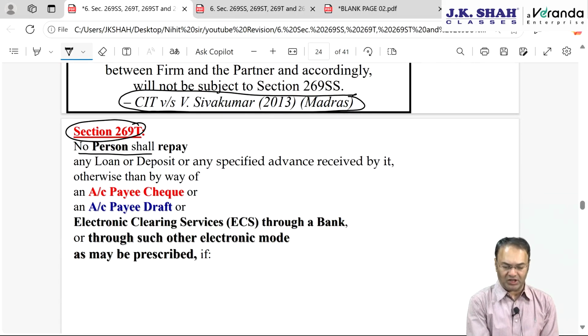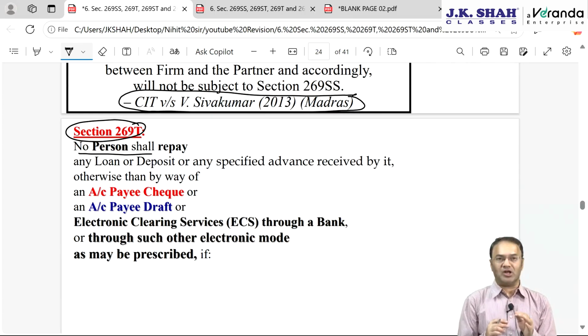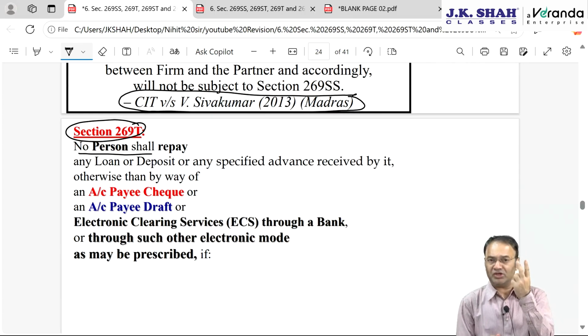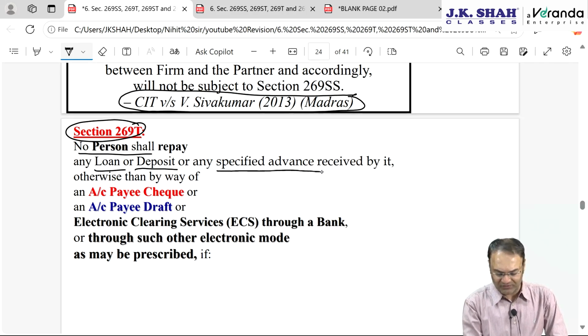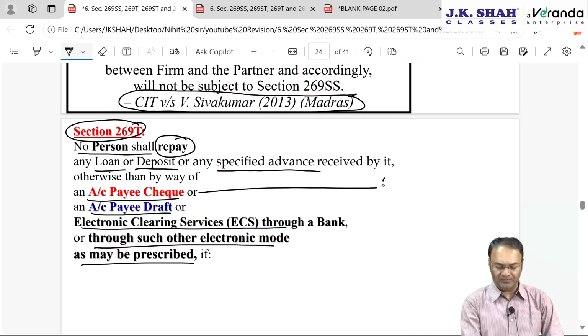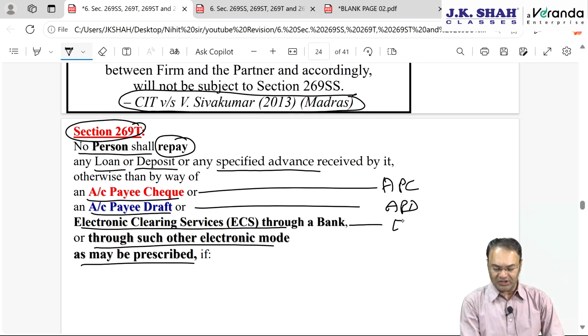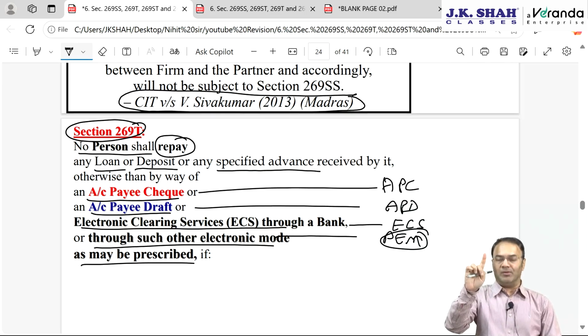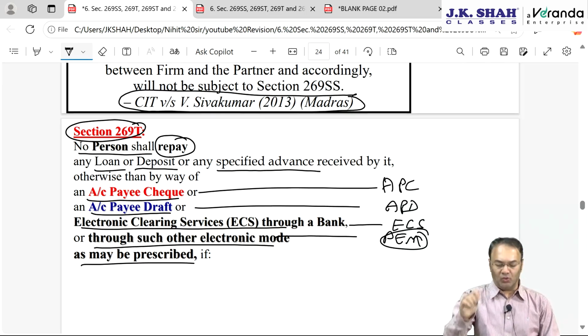269T: no person shall repay. This is on repayment. No person shall repay a loan, deposit or specified advance. Here, the same specified sum is called by the name of specified advance. Loan, deposit or specified advance, nobody shall repay otherwise than by way of account payee cheque, account payee draft or ECS through a bank or prescribed electronic mode. And prescribed electronic mode would mean the same: RuPay powered debit card, BHIM UPI, UPI QR code. No need to remember.